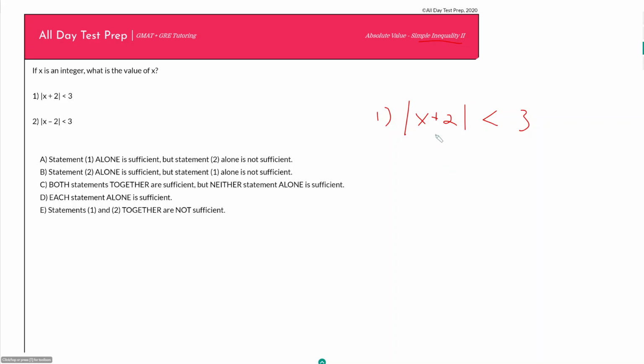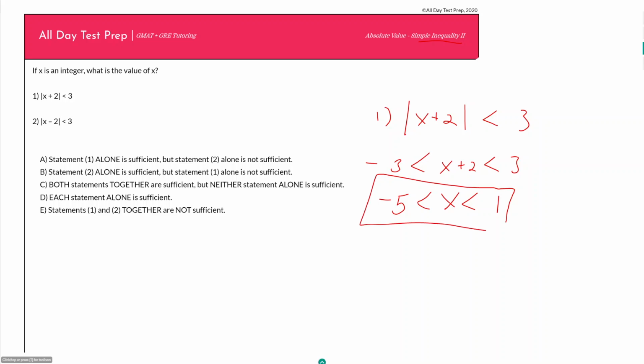So now, if I want to get rid of my absolute value bars, x plus 2 is between -3 and 3. If I want to figure out what this is telling me about x, I need to subtract 2 from the middle, and I've got to do the same thing to my left and right side as well. Just get x by itself by subtracting 2 from every side. This would mean x is greater than -5 and less than 1.